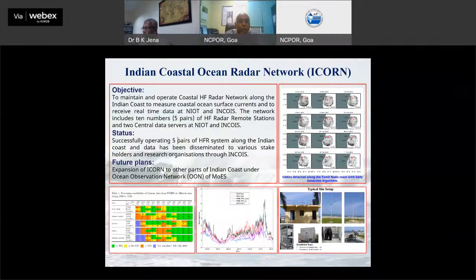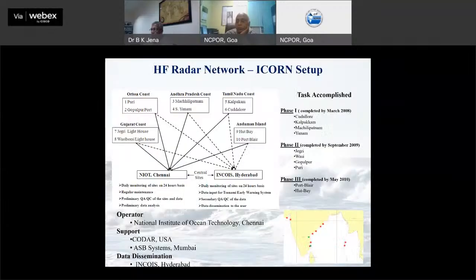Coming to this ICORN, Indian Coastal Ocean Radar Network, in NIOT we maintain and operate this coastal radar along the Indian coast, and INCOIS disseminates this data to all the scientific, student and research community. And we have a future plan for expansion of this system, as well as upgradation and augmentation of the system for better utility of the data and research. So this is a sketch diagram.